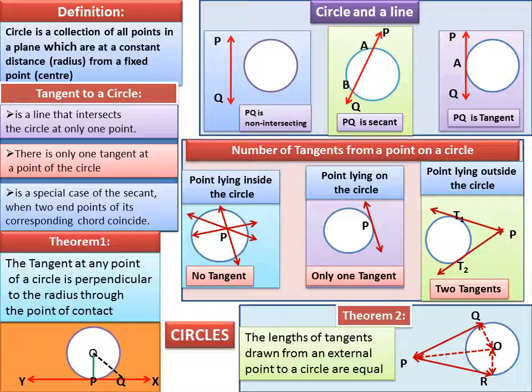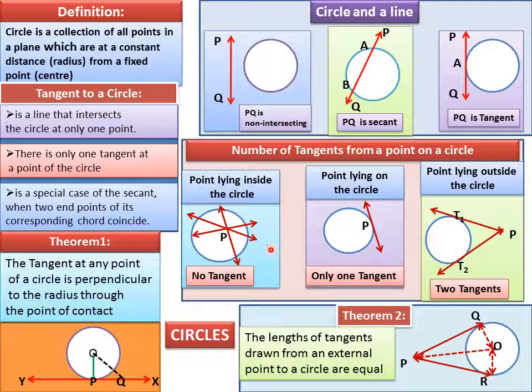Then before theorem 2, we shall see the number of tangents from a point to a circle. So I have a circle here, and if I have a point P within the circle, then there will not be any tangent. So no tangent can be drawn from this point P if P is lying inside the circle. But if point P lies on the circle, then I can have only one tangent. And if that point P lies outside the circle, then I can have two tangents drawn from that point P.